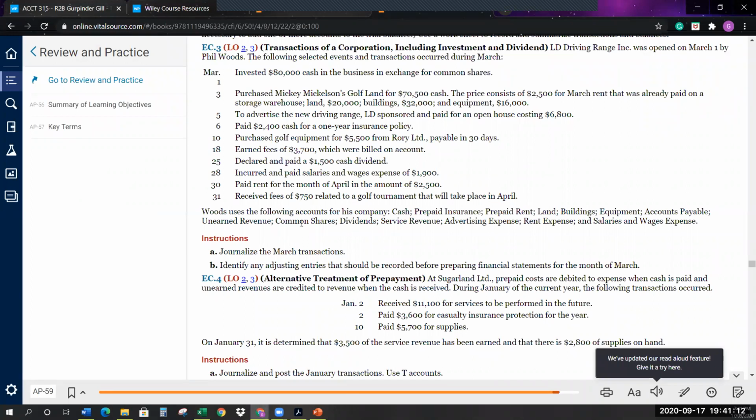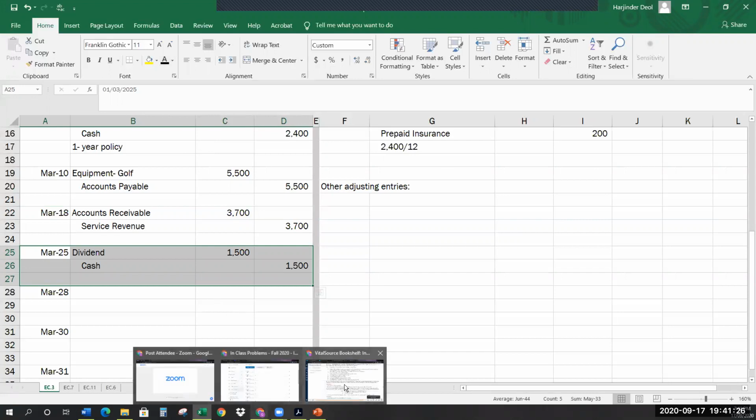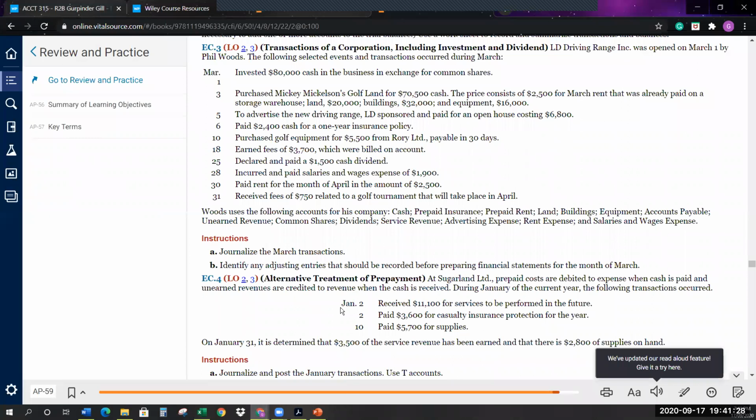On the 25th, declared and paid $1,500 of cash dividend. This one is easy peasy. Debit to dividend account, credit to cash. On the 28th, incurred and paid salaries and wages expenses of $1,900. If they're telling you that this is wages expense, then we will debit our wages expense and we will credit our cash.